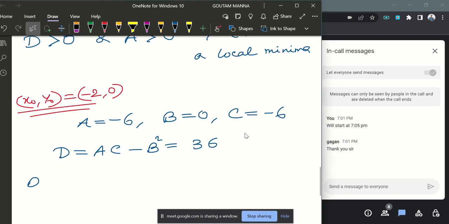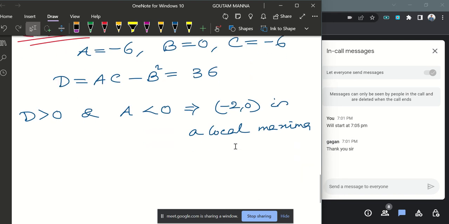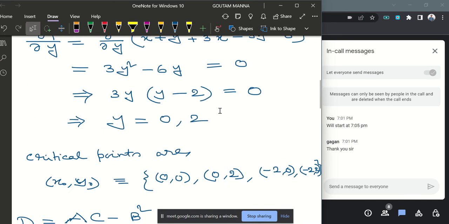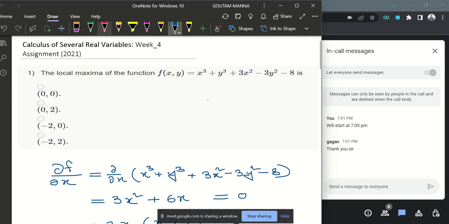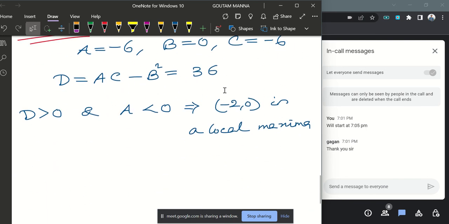So d greater than 0 and a less than 0 implies (-2, 0) is a local maxima. So we already got our answer. Our answer will be (-2, 0), it is local maxima. There is only one critical point left to check, so let's check it anyway.